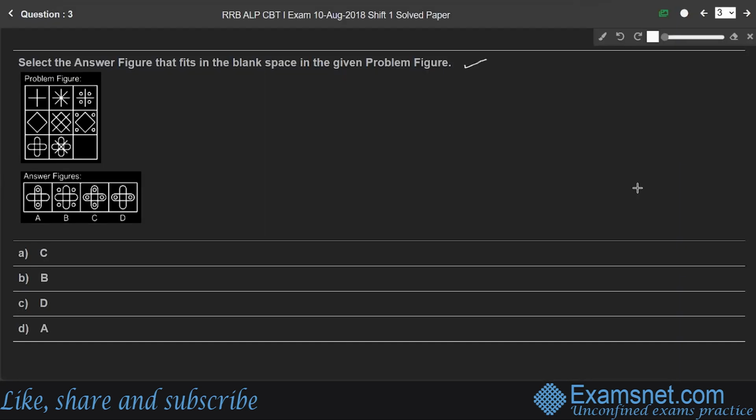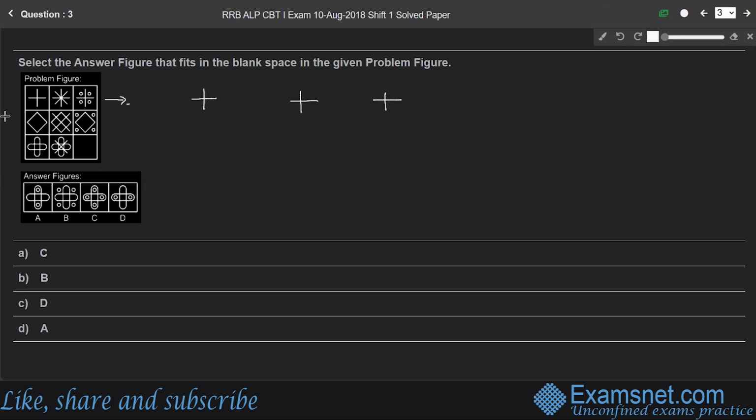Question number 3. Select the answer figure that fits in the blank space in the given problem figure. So here is the problem figure. We need to find the last figure of the third row. For that, we'll consider the first row, which has 3 figures. In all the 3 figures, this plus part is common.